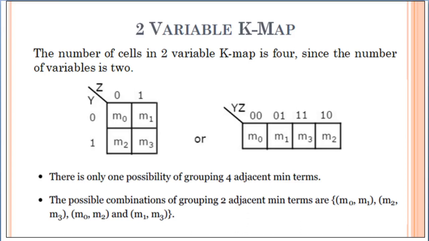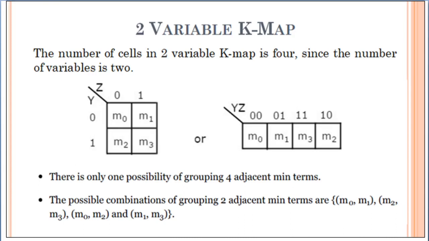This is the example for two variable K-map. The total number of cells is 2 to the power 2, that means 4. Here each cell has a unique identity, that means M0, M1, M2 and M3. Clear? For minimizing the function, we have to create groups of adjacent cells.